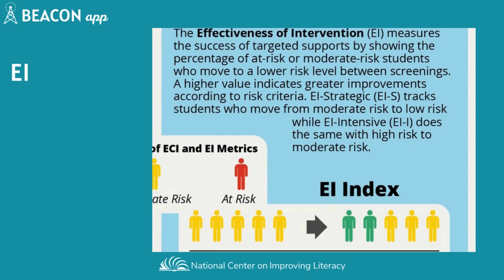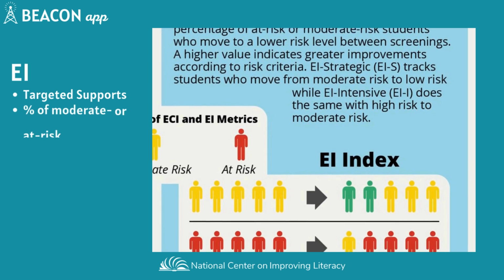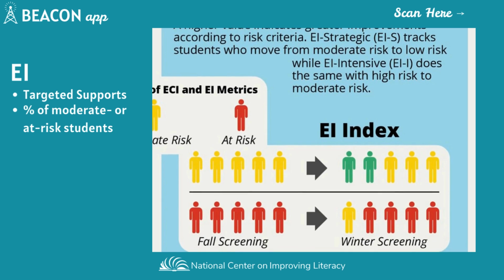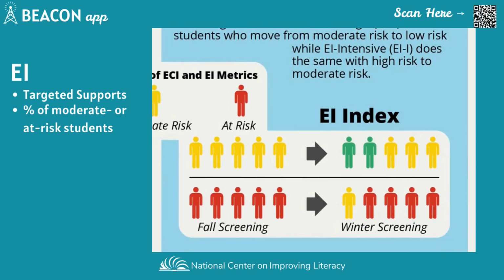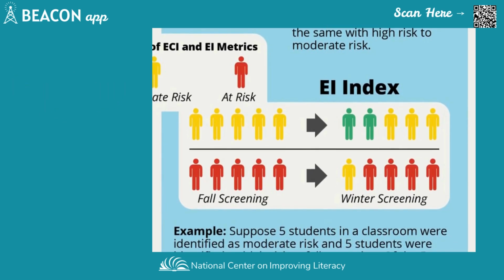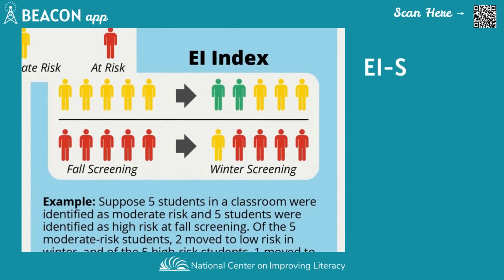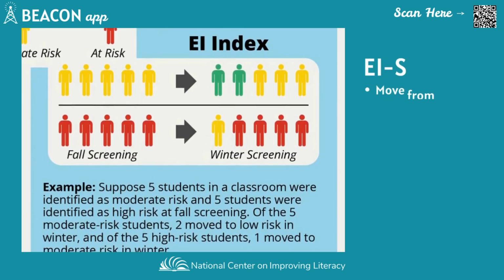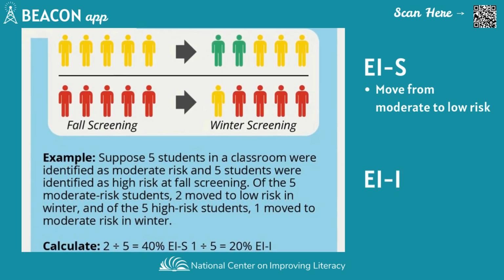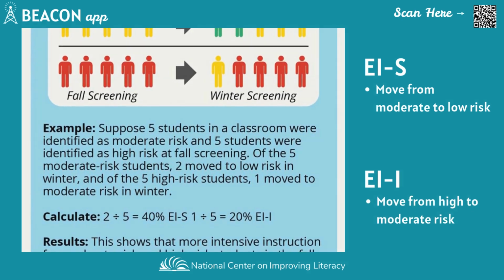The effectiveness of intervention, EI, measures the success of targeted supports by showing the percentage of at risk or moderate risk students who move to a lower risk level between screenings. A higher value indicates greater improvements according to risk criteria. The EI is broken into two indices. EI strategic, or EIS, tracks students who move from moderate risk to low risk, while EI intensive, or EII, does the same with high risk to moderate risk.